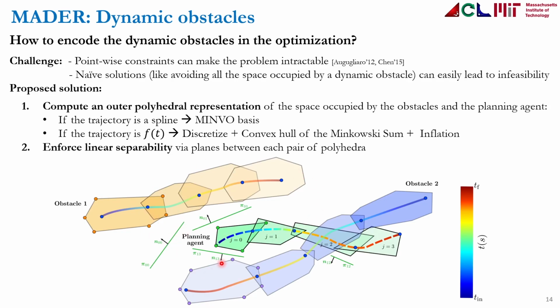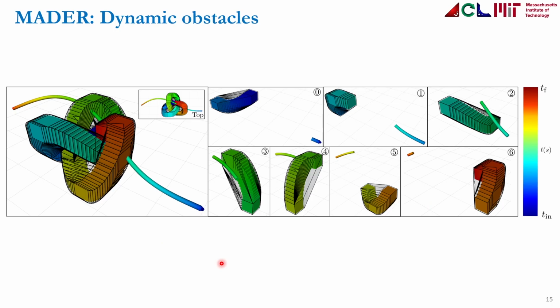This is a 2D representation, but our algorithm, of course, works in 3D, where the idea is the same. We are optimizing this trajectory, and we have the trajectory of the obstacle, for example, this one. So what we do is we split both trajectories into several intervals, in this case 7 intervals, and then for every interval we impose linear separability via planes that separate the outer polyhedral representation of the first interval of the trajectory of the obstacle and the outer polyhedral representation of the first interval of the trajectory we are optimizing. And we do that for all the intervals.